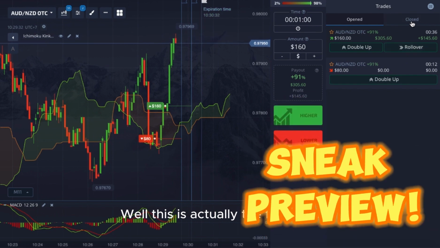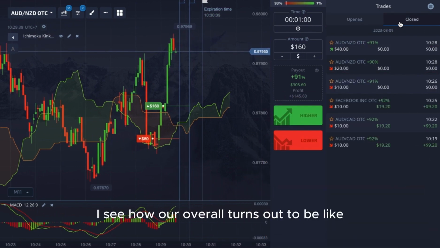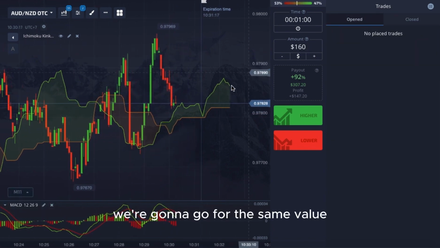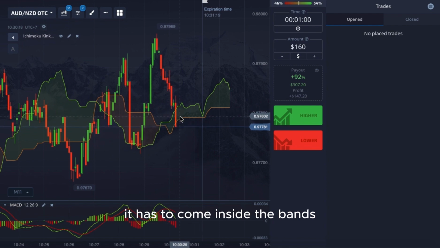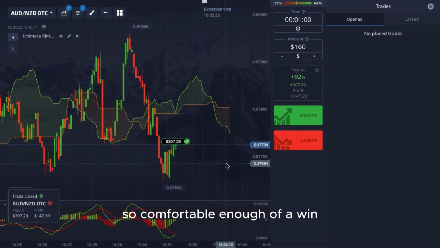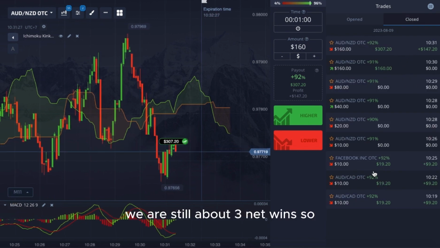Well, this is actually the first time it made it to 5 levels. Let's see how our overall turns out to be like. Oh my god, it drew. We're gonna go for the same value. It has to come inside the bands and come out the opposite side. So comfortable enough of a win, and it seems that based on the overall, we are still about 3 net wins.